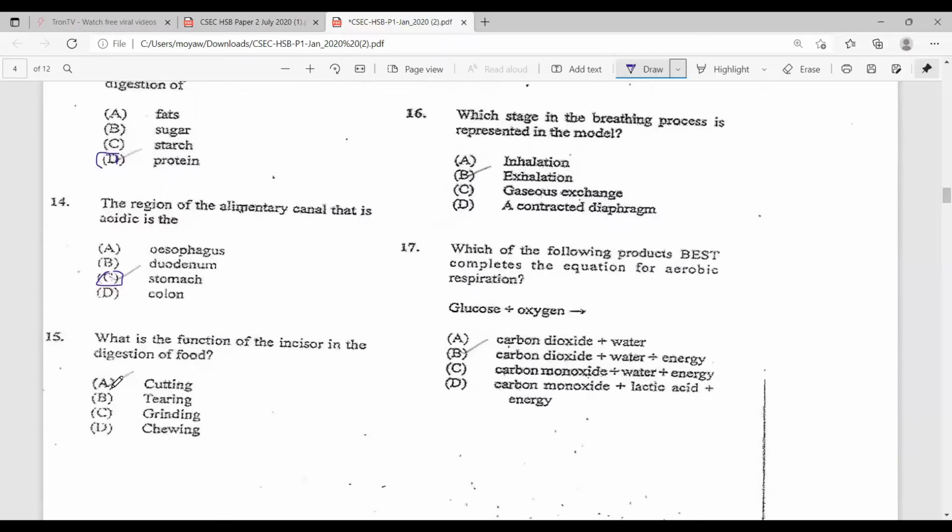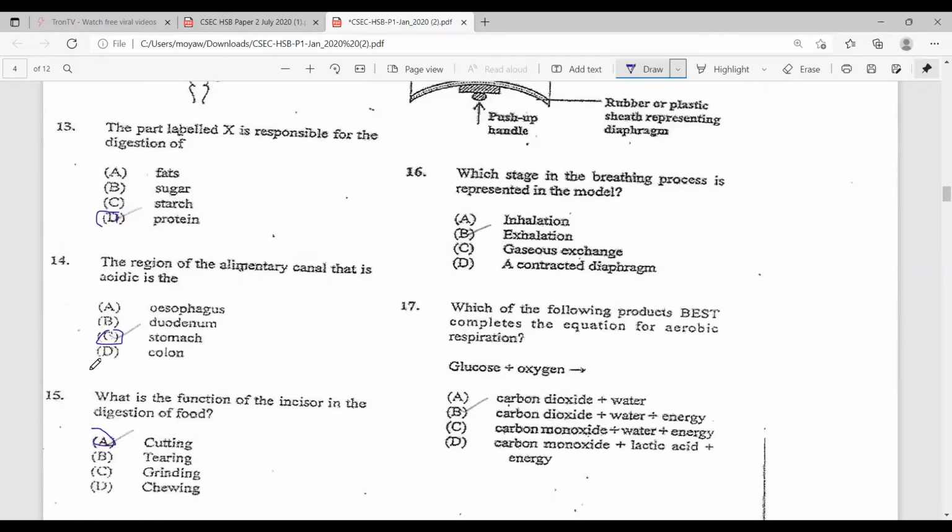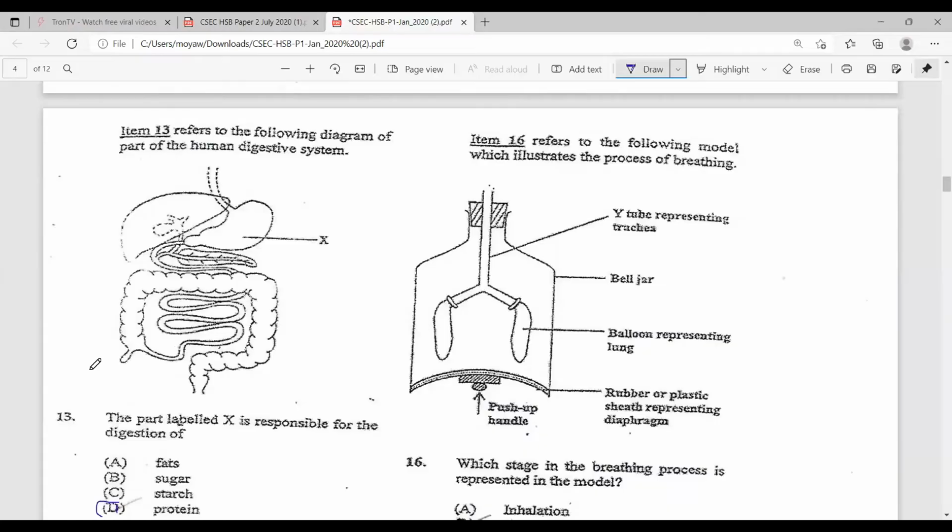And then 15, what is the function of the incisor in the digestion of food? So the incisor is the teeth that you find at the front of your mouth. So they are responsible, students, for cutting. Or you could say for biting, they're responsible for that.